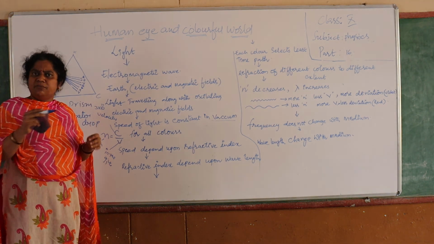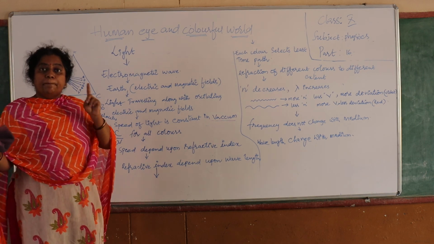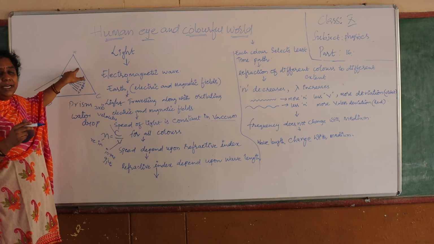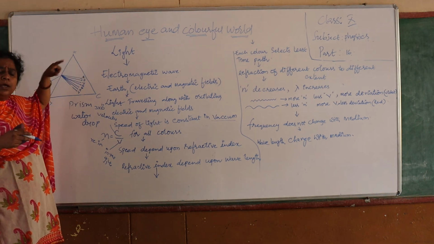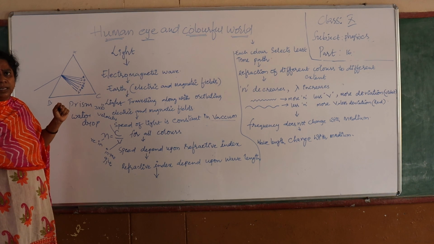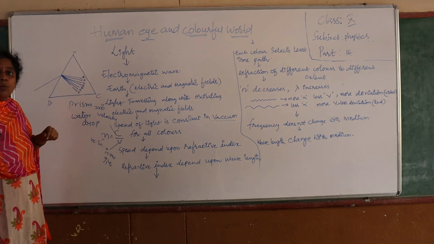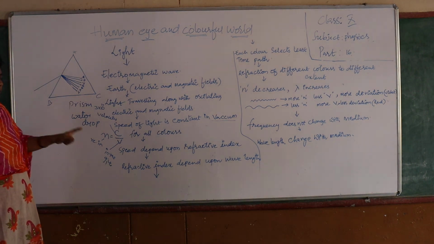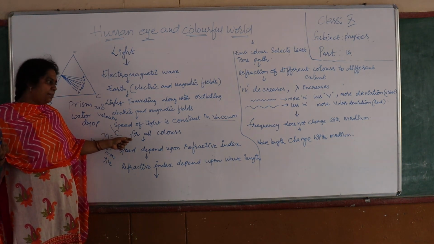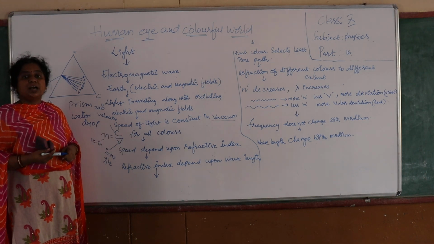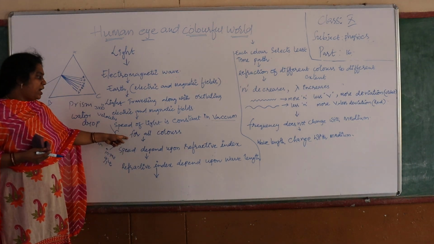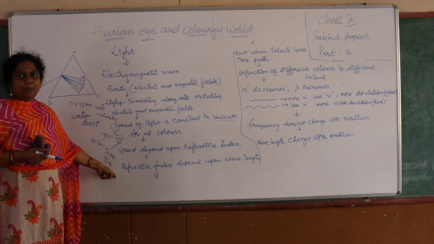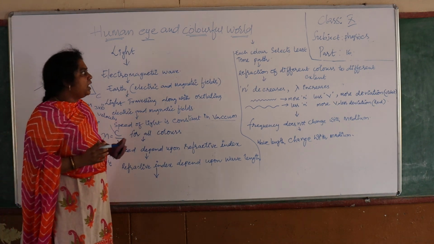Okay, and when this light is traveling in the vacuum, all the colors which are present in the white light will travel at the same speed. But when the light travels in another medium, any transparent medium like a prism or a liquid medium, then what happens? The speed of the different colors varies. And the speed of the different colors depends upon what? The speed of the colors depends upon refractive index. Okay, and this refractive index depends upon the wavelength of the light.